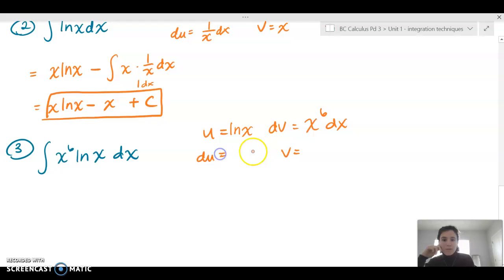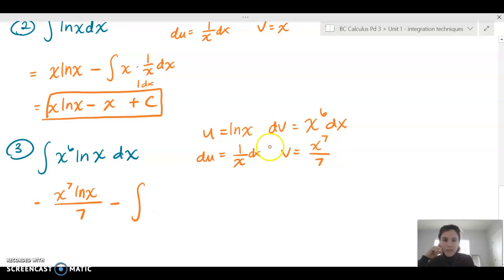So we find our du, we find our v. The derivative of natural log x is 1 over x dx. What's the antiderivative of x to the 6th? It's x to the 7th over 7. We add 1 to our exponent and divide by that new exponent. Okay. Ultraviolet voodoo. So we've got uv. That would be x to the 7th times the natural log of x, all divided by 7, minus voodoo.